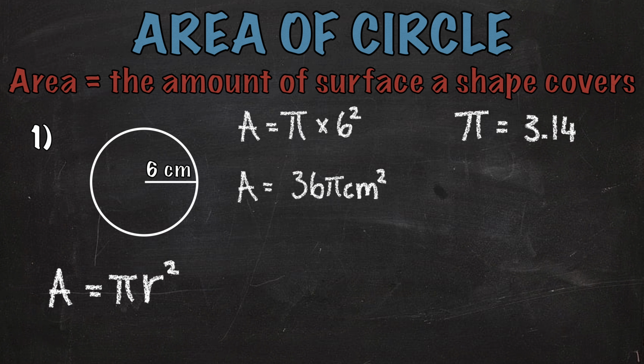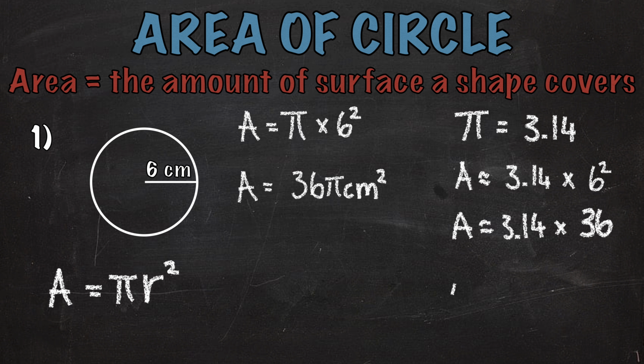Therefore, we use the squiggly lines instead of a solid equals line. We're going to use the same formula, area is equal to pi times radius squared, but this time we're going to use 3.14 as an approximation. So area is approximately 3.14 times 6 squared. The area is approximately 3.14 times 36, which gives us an answer of 113.04 centimeters squared. You should give your answer to 2 decimal places.